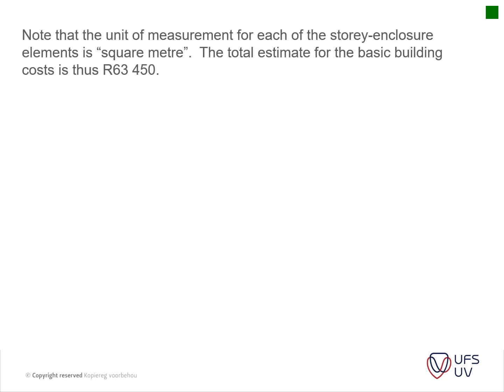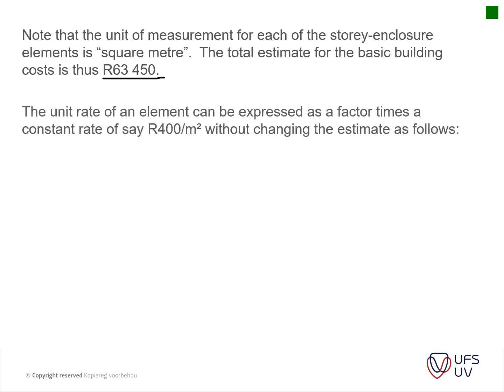Okay, note that the unit measure for each of the story enclosure elements is square meter. The total estimate for the basic building cost is thus 63,450, as mentioned. So the unit rate of an element can thus be expressed as a factor times a constant rate of, say, 400 rand per square meter without changing the elements as follows.